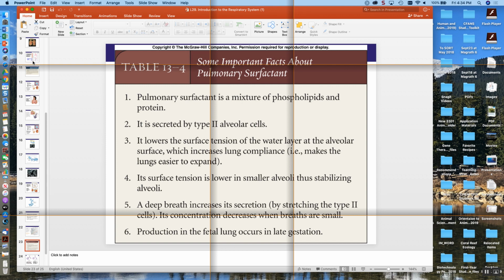So this was the law of Laplace, okay? This is giving you at the top the relationship between aerostatic pressure. Remember, this isn't hydrostatic pressure because this is all about gases. Aerostatic pressure is equal to 2 times T, the surface tension, divided by the radius of the alveoli.